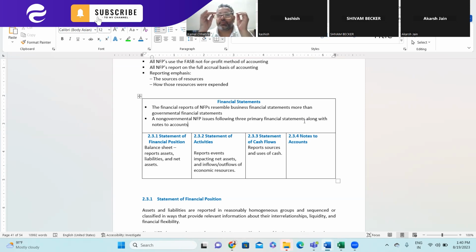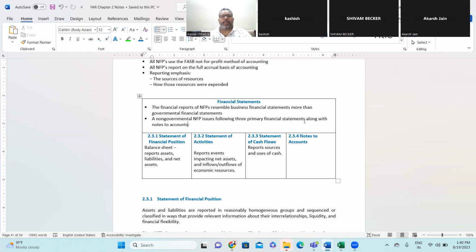Make sense? Financial position includes your balance sheet, which reports your assets, liability, and net assets. If you remember, for a for-profit organization's balance sheet, you have three things: your assets, your liability, and your equity. Instead of equity, here you will get net assets. That is the difference.